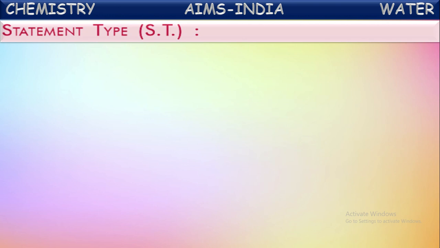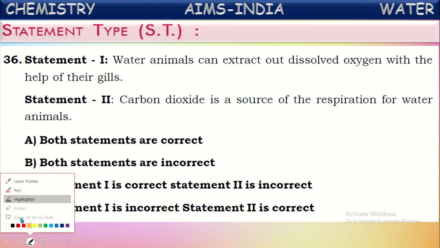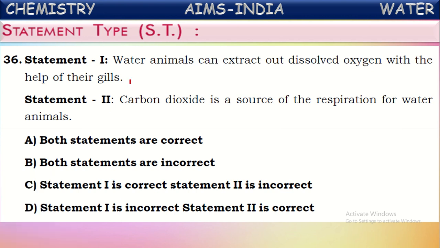Next, statement type questions. See the question here. Water animals can extract dissolved oxygen with the help of their gills. Yes, it is correct, isn't it? Water animals like fish can extract oxygen gas dissolved in the water through their gills. It is correct.